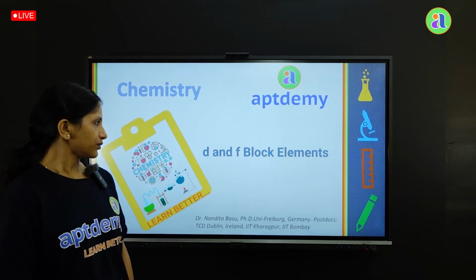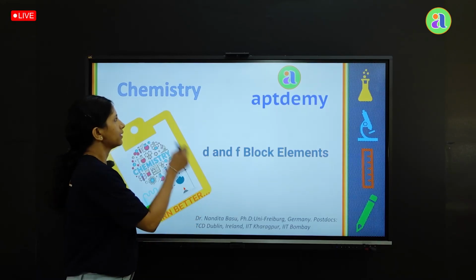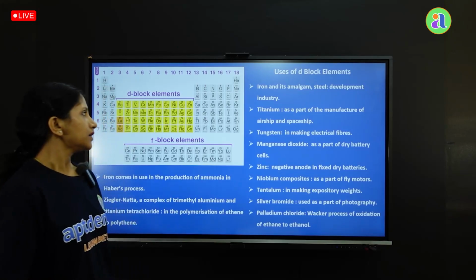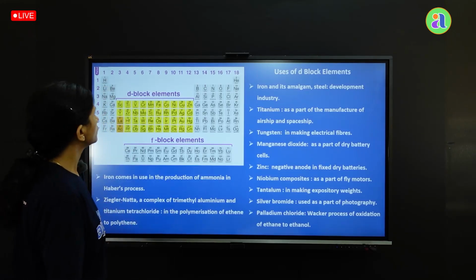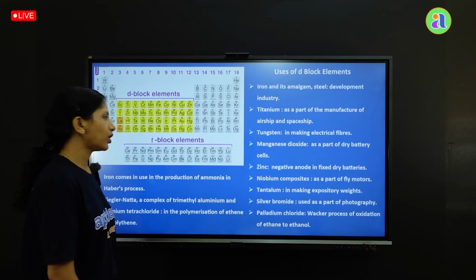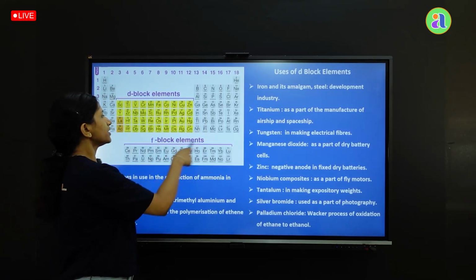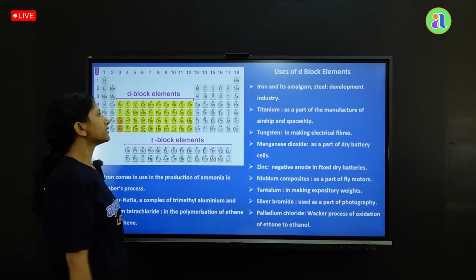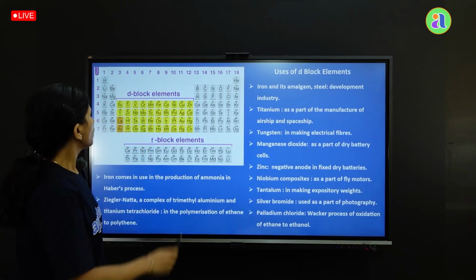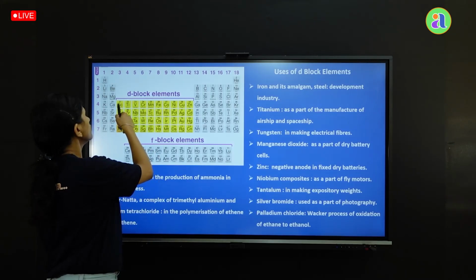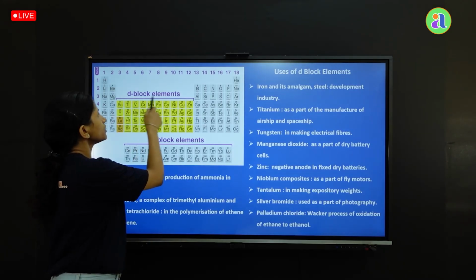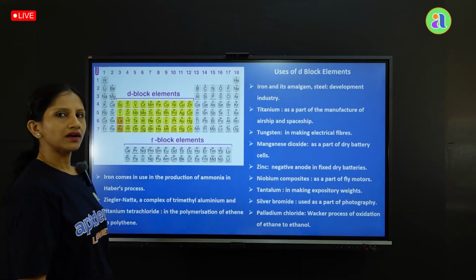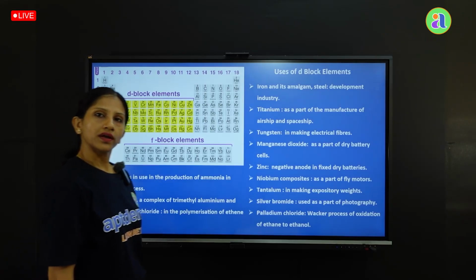Now let's get started with the problems. So before I start with the problems, let me just quickly recap with you what are the D block and F block elements. So in the periodic table you can see that these yellow highlighted elements are the D block elements, which are located in the group starting from group 3 to group 12. So these all are D block elements.